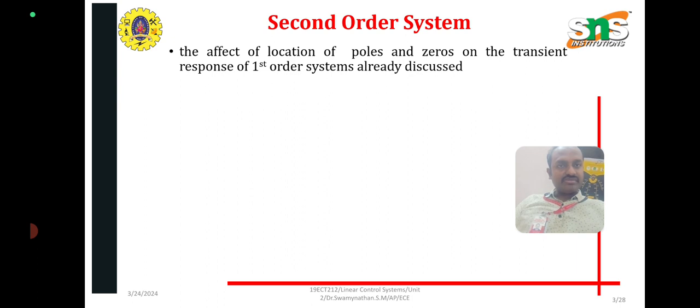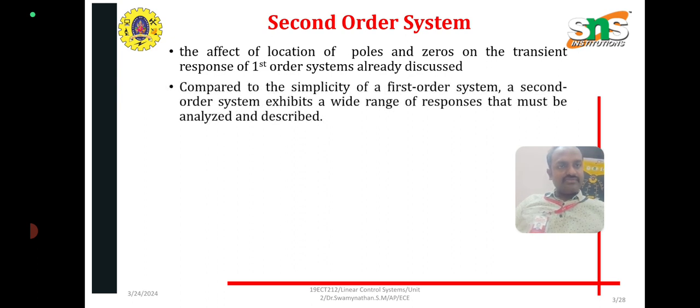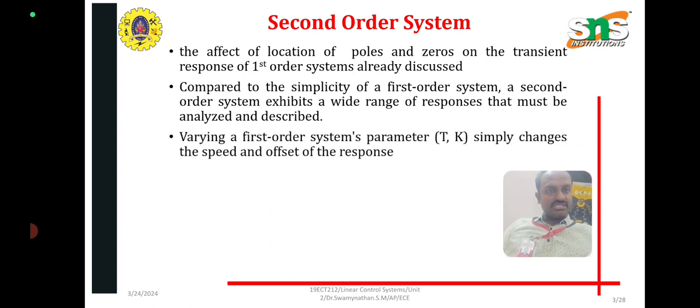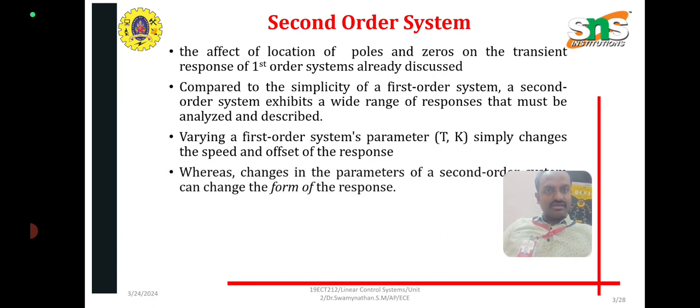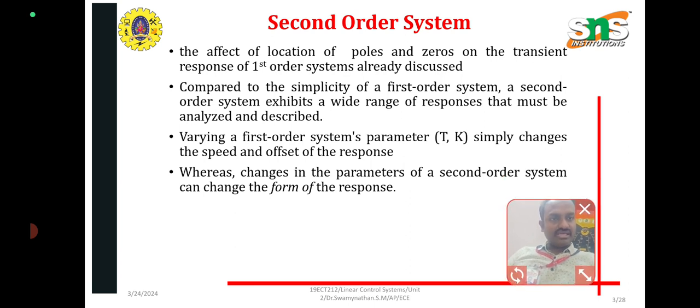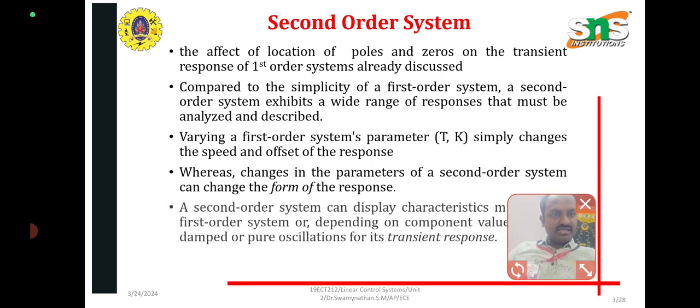So the second order system, the effect on the location of the poles and zeros. The transient response of the first order system we already discussed. Compared to the first order system, the second order system is used widely in responses, so it must be analyzed and described. Varying the first order system parameters T and K simply changes the speed of the response. Next, the changes of the parameters for the second order system: the second order system can display the characteristics of the first order system, based on the transient response analysis.